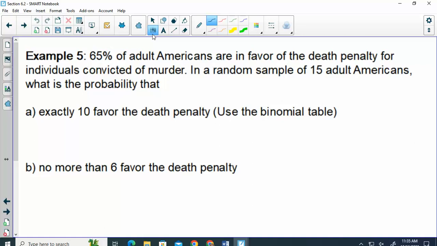we have to do it by hand. So this one, 65% of adult Americans are in favor of the death penalty for individuals convicted of murder. In a random sample of 15 adult Americans, what is the probability that exactly 10 favor the death penalty? So, is this binomial? Do we have two outcomes? They favor it or they don't. A fixed number of trials? Yes, because we're looking at 15. So in this, my n, my number of individuals is 15. P, the probability that they say yes, in this case, would be 0.65.